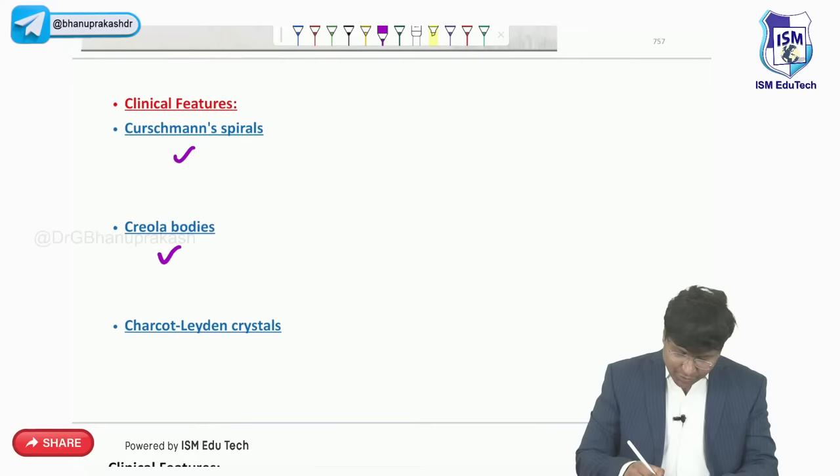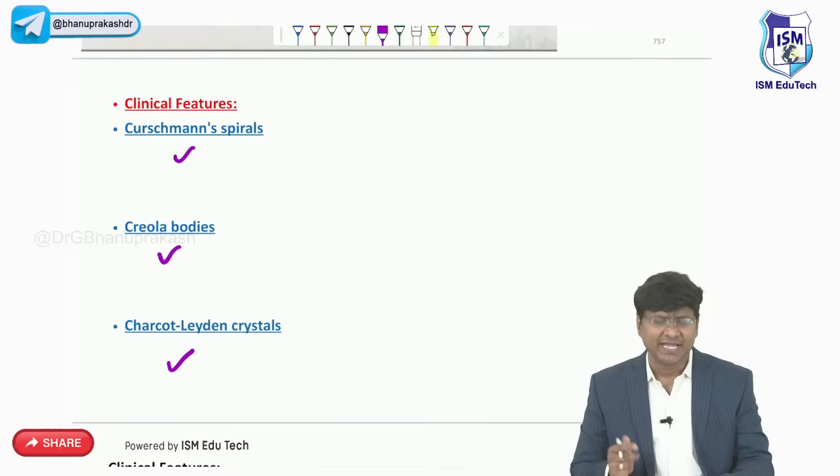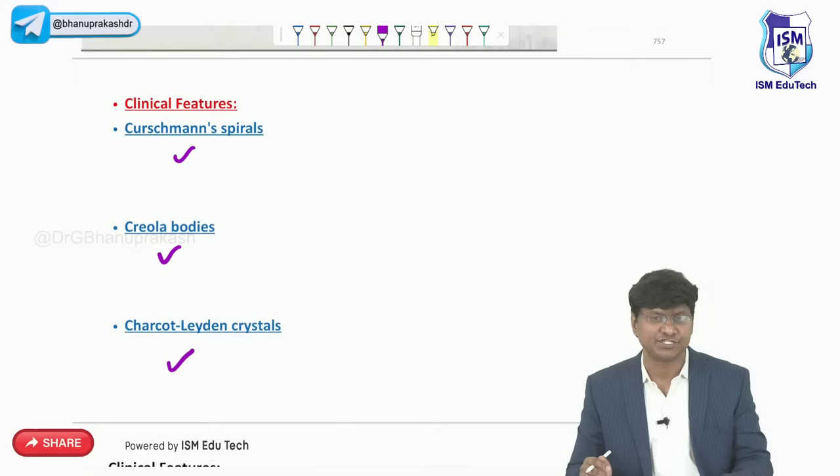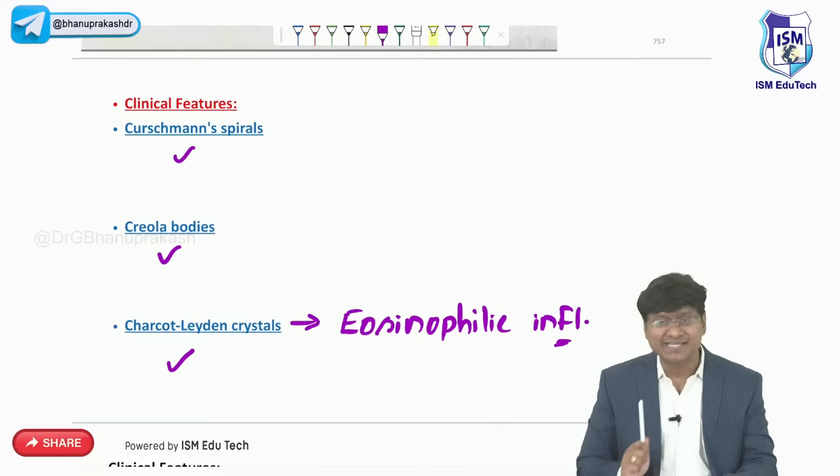Then you have Charcot-Leyden crystals. These are slender and pointed at both ends. The presence of Charcot-Leyden crystals tells you that there is eosinophilic inflammation. So, what are the other conditions where you can have eosinophilic inflammation? You can have that in parasitic infections as well, and even in parasitic infections, you can have these Charcot-Leyden crystals.